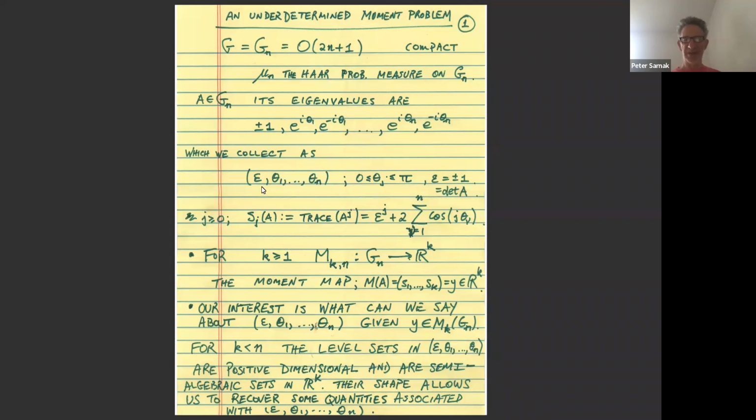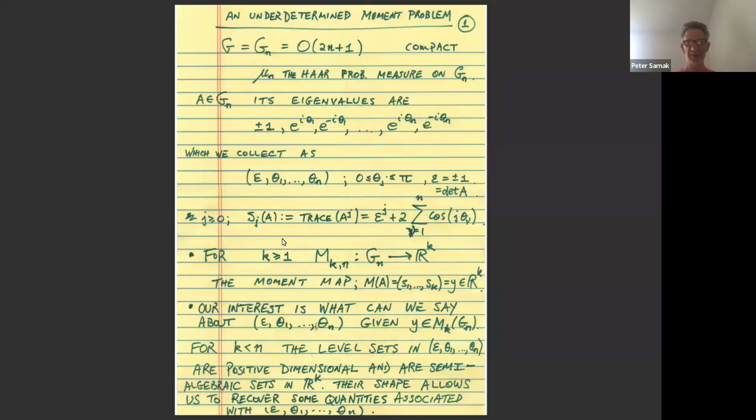So our parameters are ε, θ_1 to θ_n. We want to recover these, and the information we're giving ourselves are the traces of the powers of the matrices. So for j greater than or equal to 0, let me take the trace of A^j, which is ε^j, this plus or minus 1 to the j, plus twice cosine of j times θ_ν summed over the eigenvalues. These are the moments, which are, of course, real numbers in this setting.